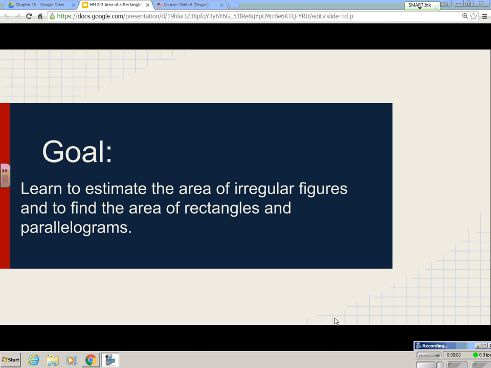It says learn to estimate the area of irregular figures and to find the area of rectangles and parallelograms. So yes, we are looking at finding the area of shapes. Go ahead and write this down along with today's date and page number so you have your notebook all organized.